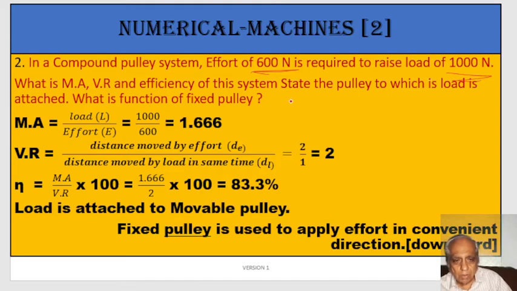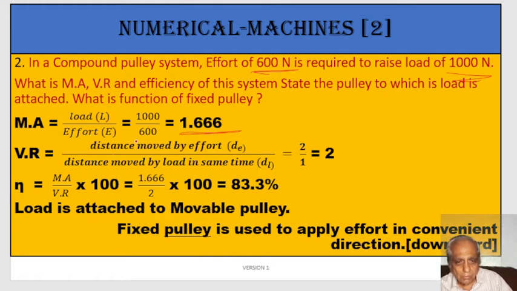So what is my mechanical advantage? Load upon effort, so 1000 upon 600, so this is my mechanical advantage. Had this compound pulley system been ideal, means 100% efficient, then I should have got mechanical advantage of 2. Because for a compound pulley system, we have learnt it has mechanical advantage 2. But it is 1.66 because some energy is lost due to friction.